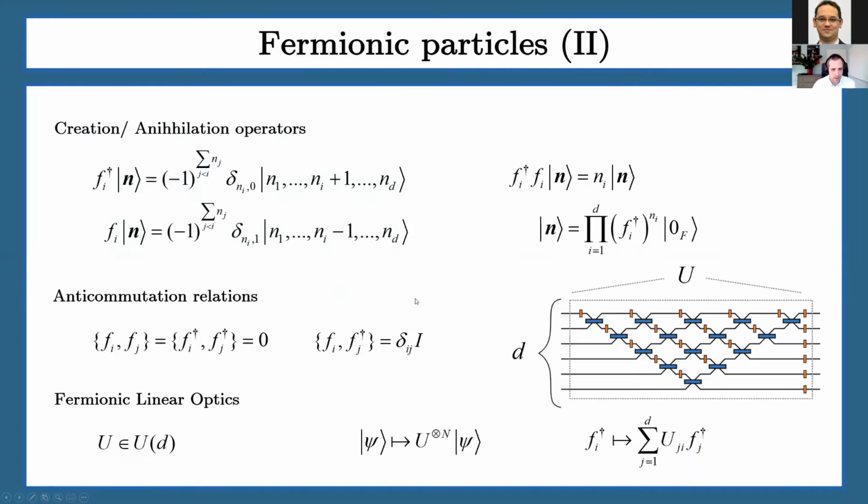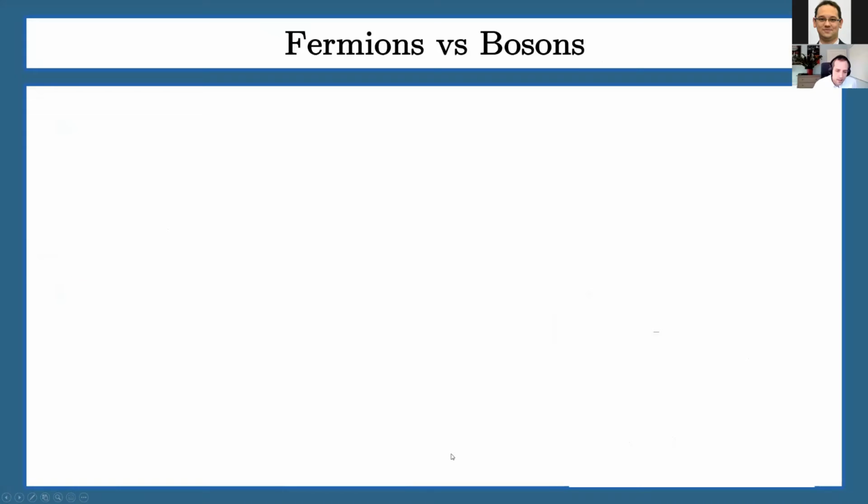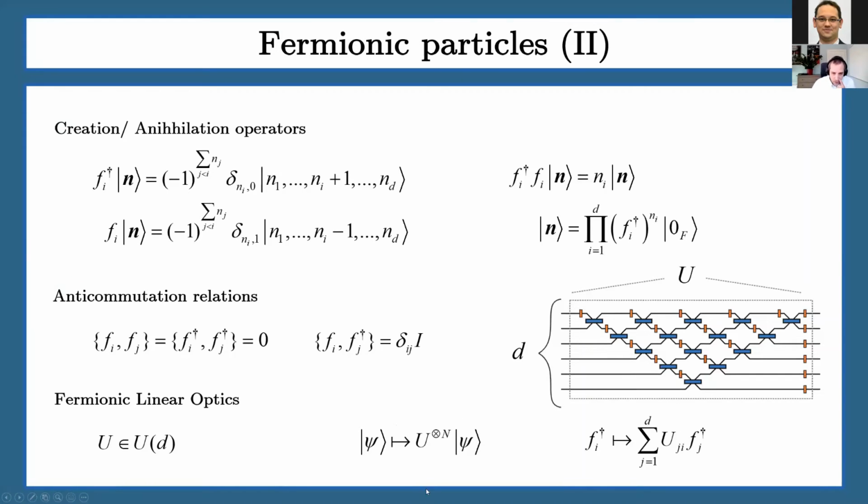And right, we can define fermionic linear optics, which is defined in a very similar way as before for bosons. So we again had some unitary that acts in the mode space. We'll lift it to the full fermionic space by this n-fold tensor product, or we can understand its action on creation operators.